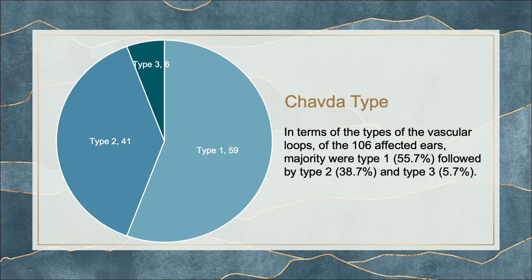In terms of the type of vascular loops, of the 106 affected ears, the majority were type 1 at 55.7%, followed by type 2 at 38.7%, and type 3 at 5.7%. This differed slightly from the other reports, which had reported type 2 as most commonly seen at 36.2%, followed by type 1 with 31.9%, and type 3 at 19.1%.